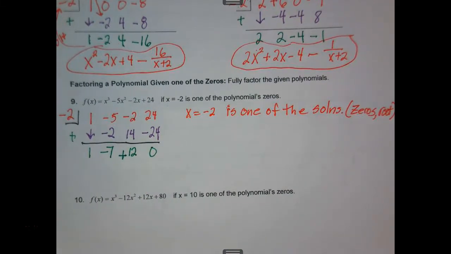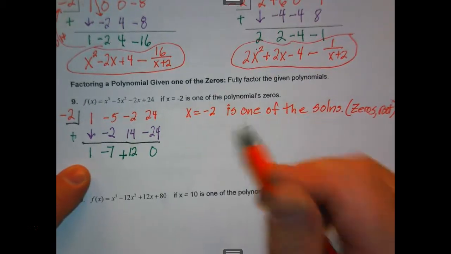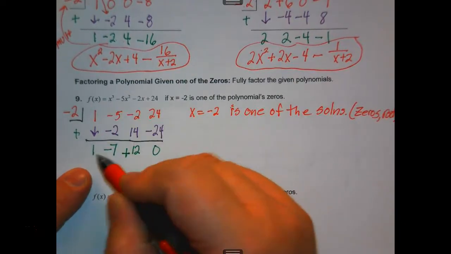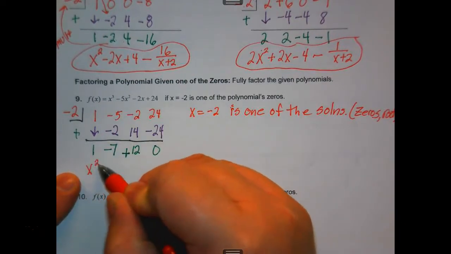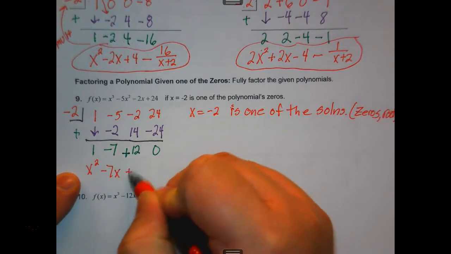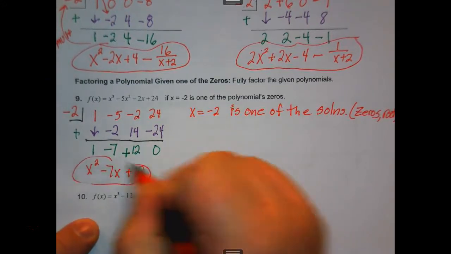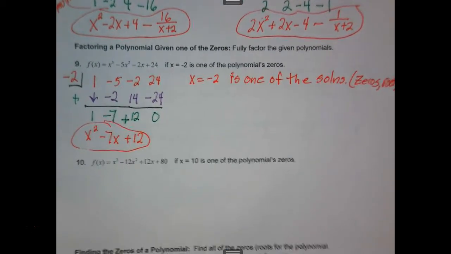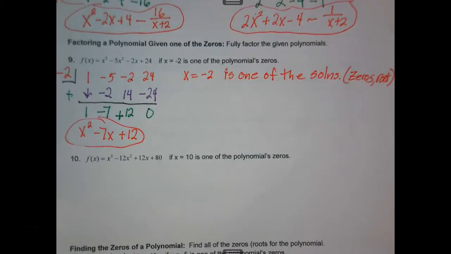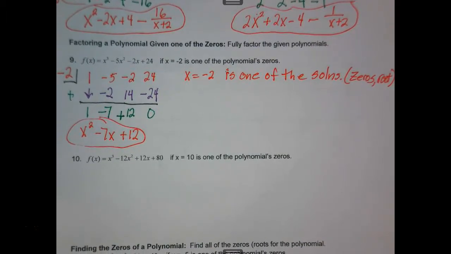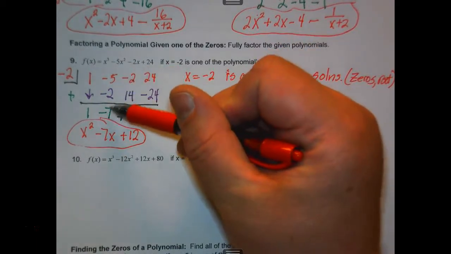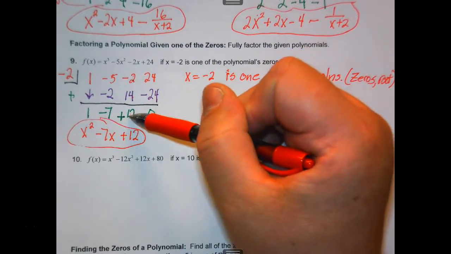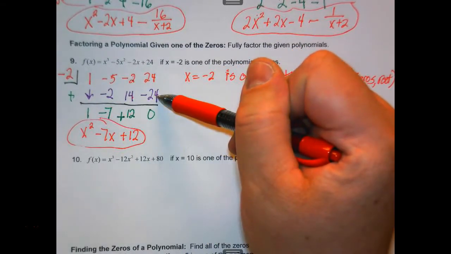All right. So our answer here, let's just put the answer down. So I've got x cubed, so this is x squared minus 7x plus 12. Are we good? Because after I add these, that's what I multiply to get the next number. Add these together. Take this number, multiply by that to get this one.